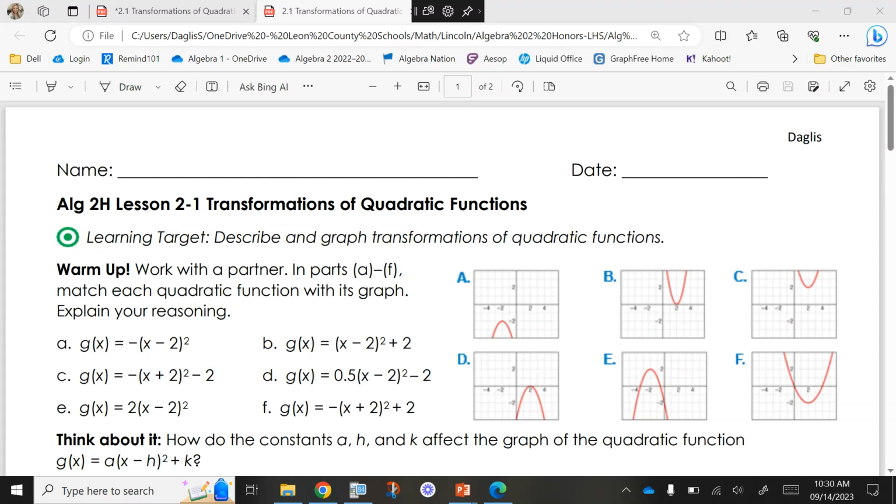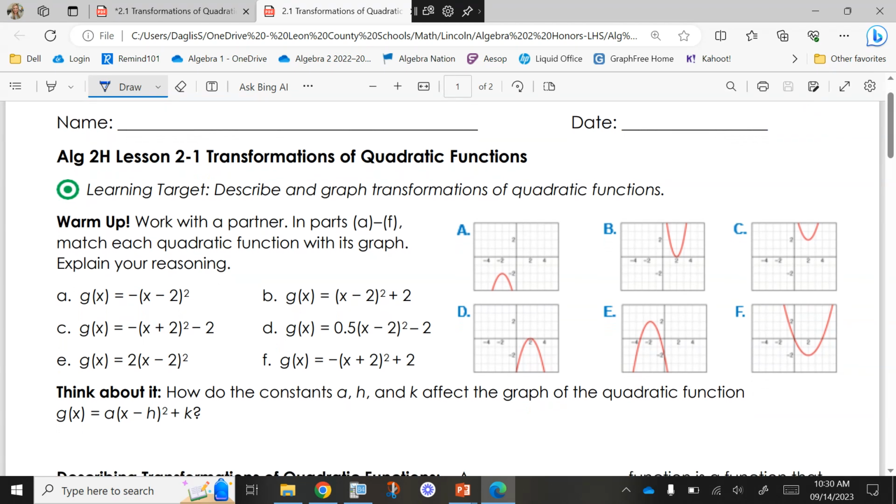We're not doing quizzes. We're doing this. So what did you match up your function A with? The negative x minus 2 squared. What you got? D. Good. Where do we match up function B with? Graph C. Okay. Function C.